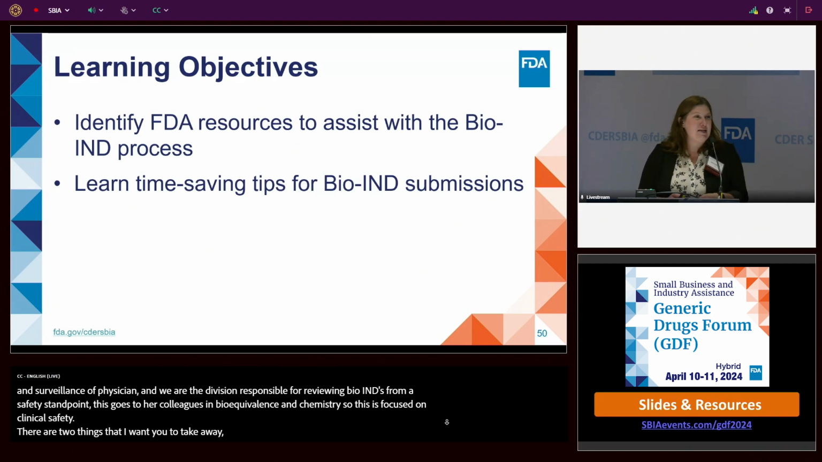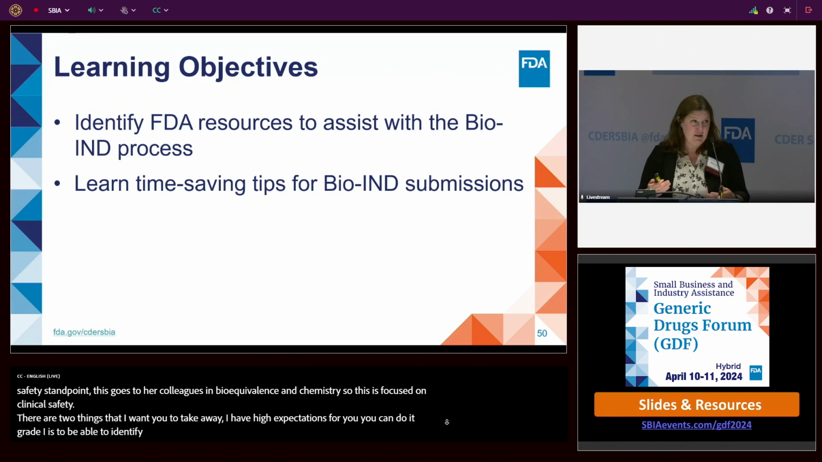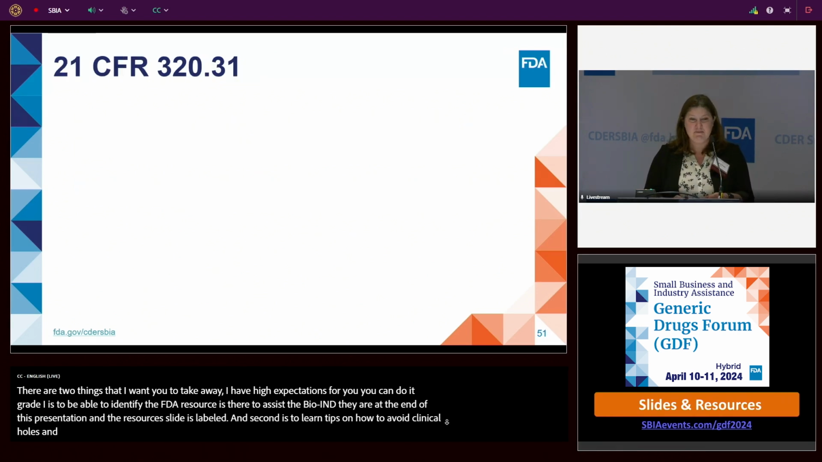1 is to be able to identify the FDA resources that are there to assist the Bio-IND process. Hint, they're at the end of this presentation in the resources slide. It's like labeled. And second is to learn some tips on how to avoid clinical holds and save time and back and forth on these Bio-IND submissions.